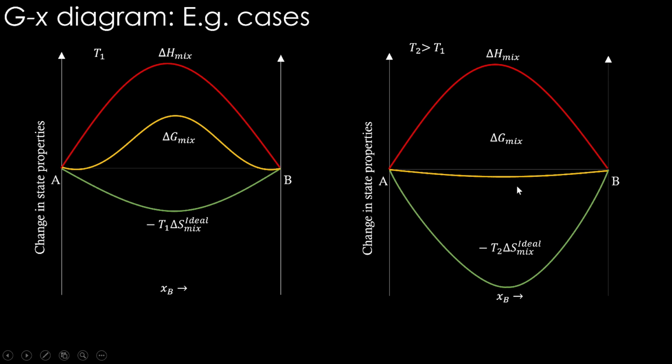So there are implications of this delta G mix curve looking like this. We'll see about that shortly, but this is what can happen with respect to temperature when this delta H mix and delta S mix, T delta S mix compete with each other. They eventually change how the Gibbs energy looks, and the Gibbs energy governs how the phases will form. So this is quite important.